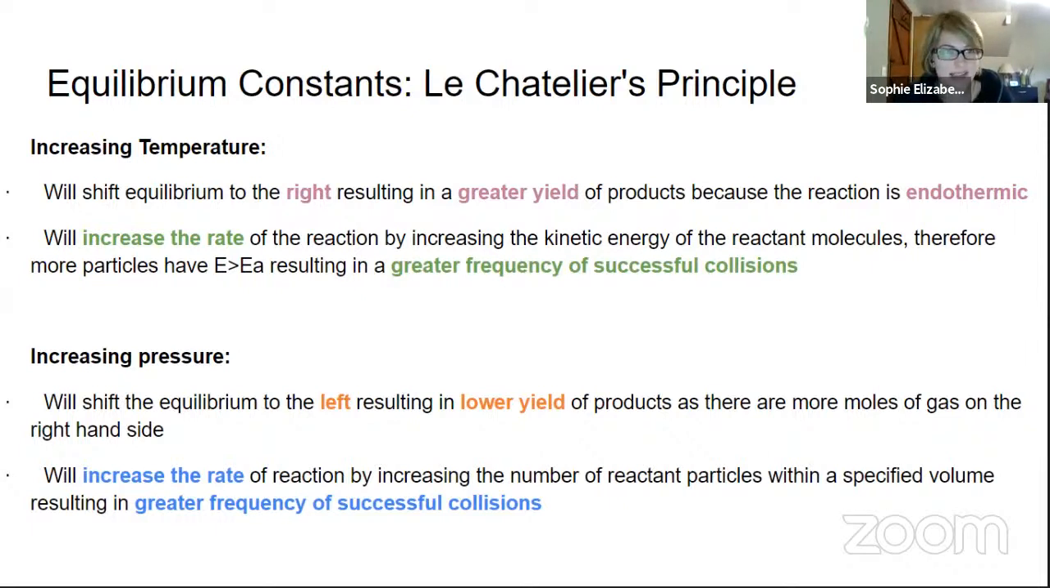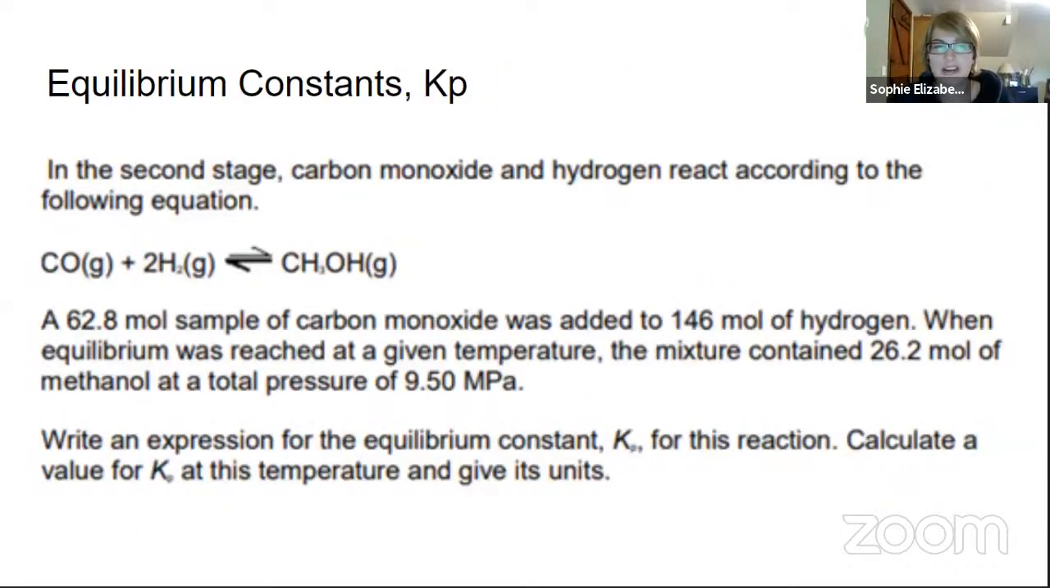I hope that all made sense. These sort of questions come up quite a lot, so it's quite a useful thing to be able to work out in your head. So the second part of this question is about equilibrium constants. We're getting gradually more wordy, so I hope you guys are okay with that. So let's have a look.